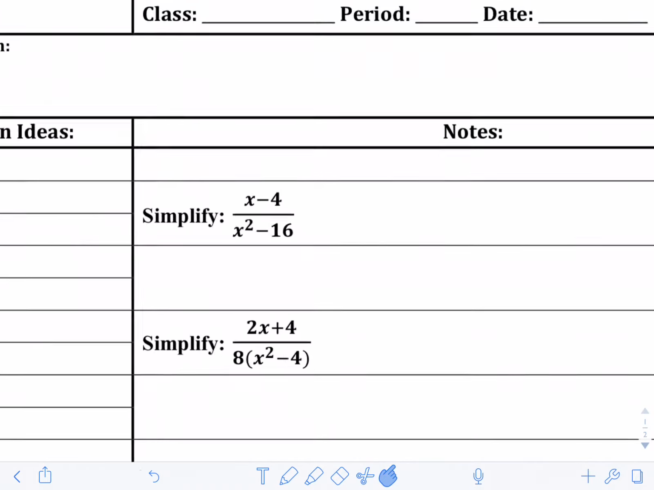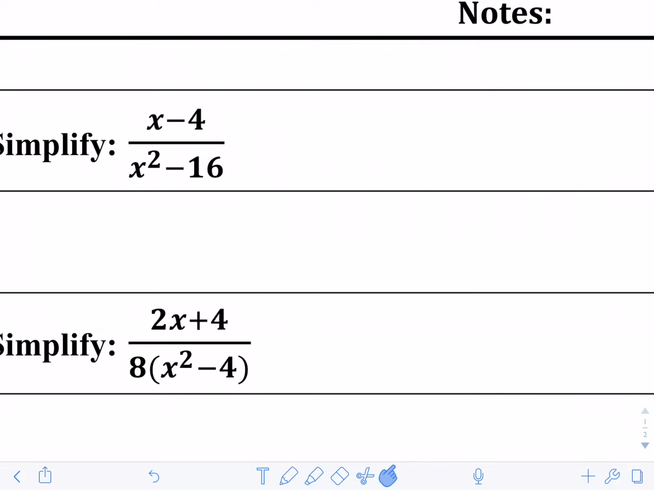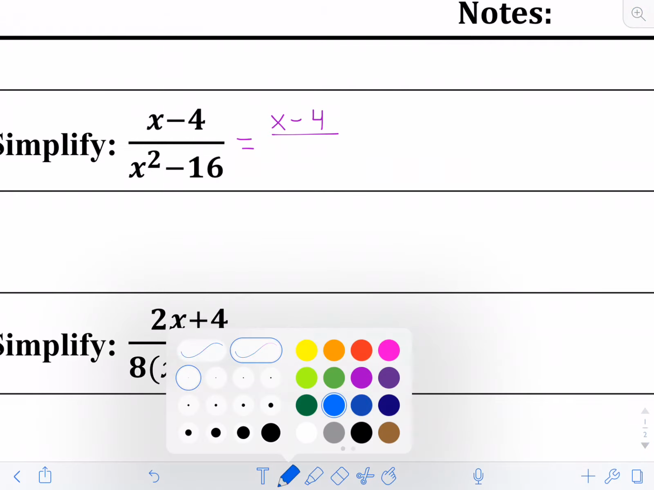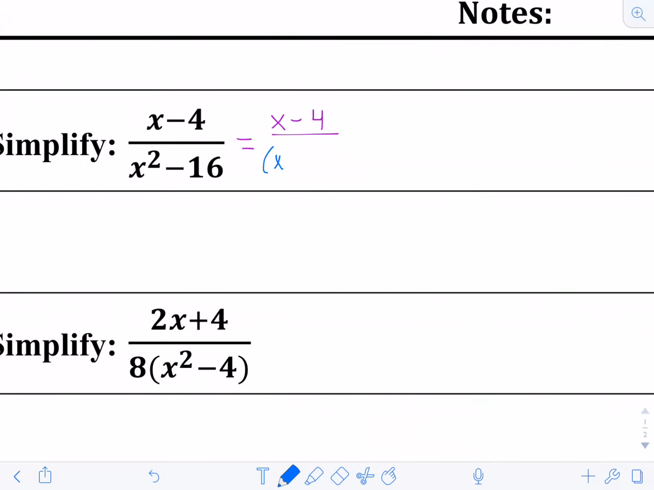So I'm going to go ahead and start here at the first example, and there's only 4 of them, so it won't take us very long. This first one we have x minus 4 divided by x squared minus 16. So you should be able to recognize that x squared minus 16 can be factored. So I'm going to leave my numerator as is, x minus 4. And the denominator, I can factor this into x plus 4 and x minus 4.